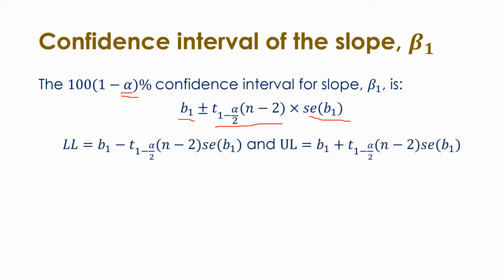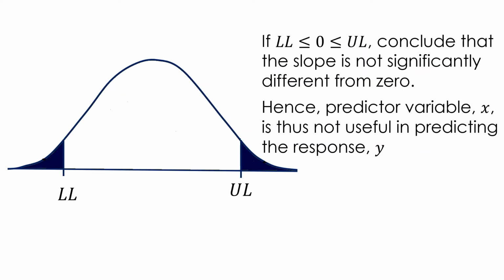When we separate the signs here, we have the lower limit, which is given by B1 minus the table value times the standard error, and the upper limit is obtained by B1 plus the table value times the standard error. And this is what we have graphically. So if you look at this, you have got the lower limit and you've got the upper limit. Whenever now we expect that 100(1 minus alpha) percent of the time, our true value will lie inside here.